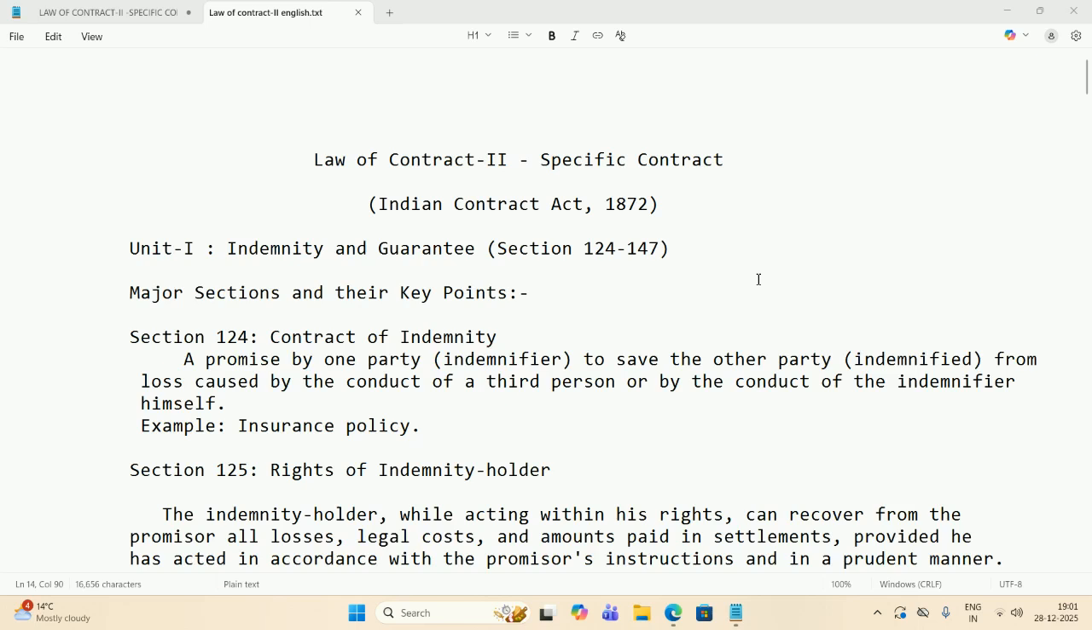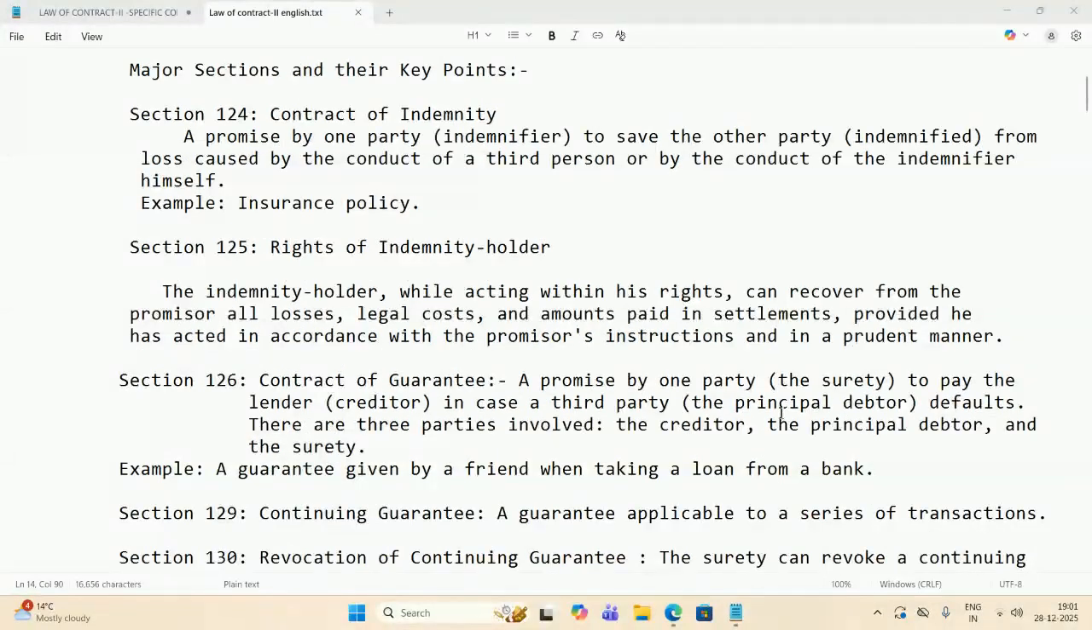For example, insurance policy. Coming to section 125, rights of indemnity holder. What are the rights? The indemnity holder, while acting within his rights, can recover from the promisor all losses, legal costs, and amount paid in the settlements, provided he has acted in accordance with the promisor's instructions and in a prudent manner.